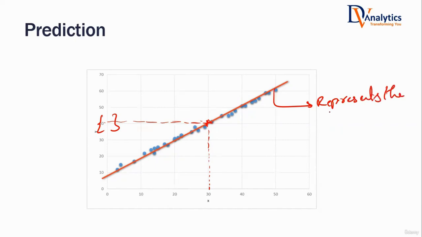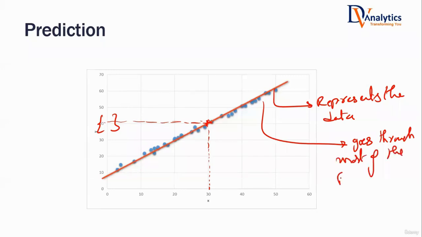This is a line that represents our data, because there are so many lines here. Why didn't you pick any of these lines? Because they don't represent our data. Why didn't you pick up those lines? Because this is a line that goes through most of the points in our data. Yes or no? Most importantly, this is a line that gives us the predicted value of y at any given x.